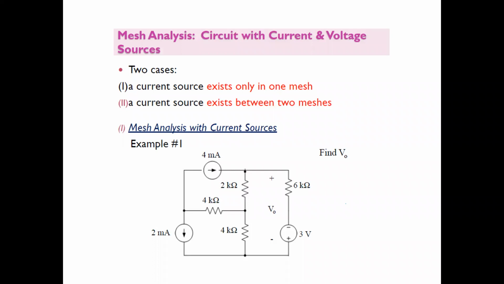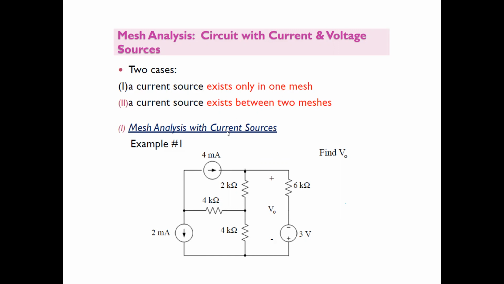Okay, now we continue with another circuit analysis where we have two special cases. What to do when we have a current source that exists only in one mesh, and what should we do when we face a circuit that has a current source that is actually shared between two meshes. Okay, so this is the circuit that shows the first case, where you have a current source that exists only in one mesh.